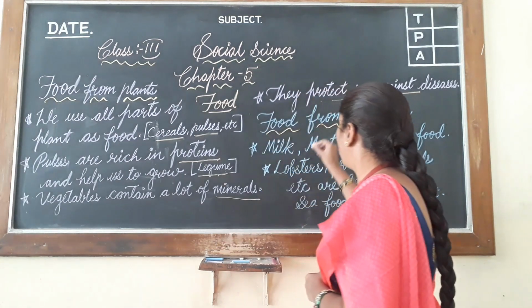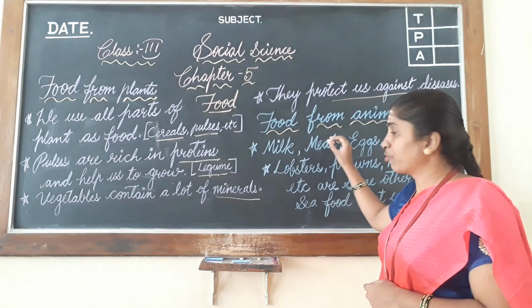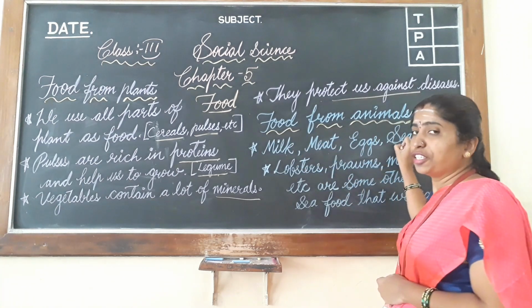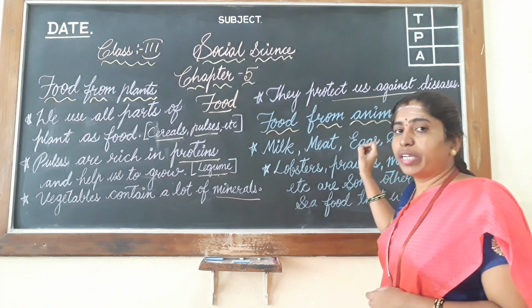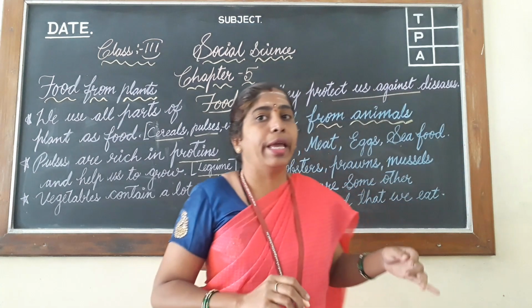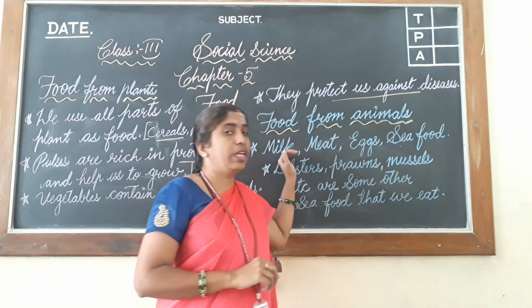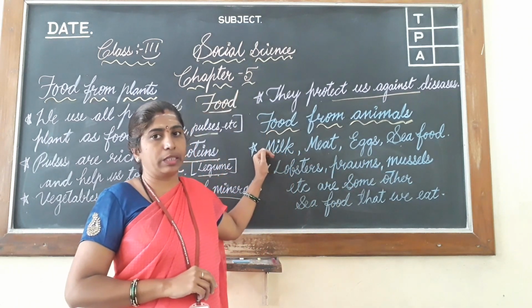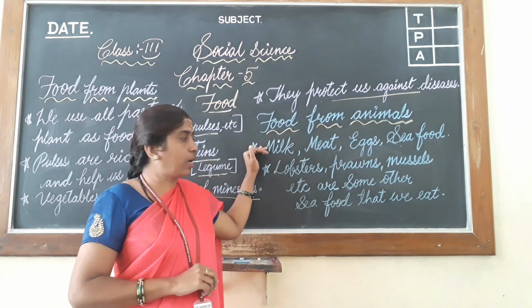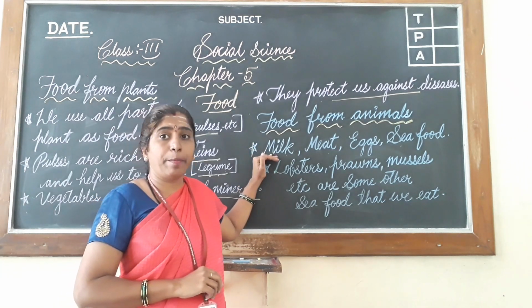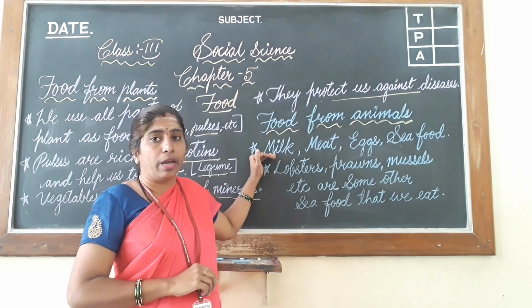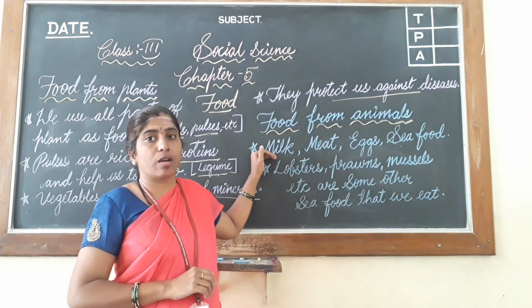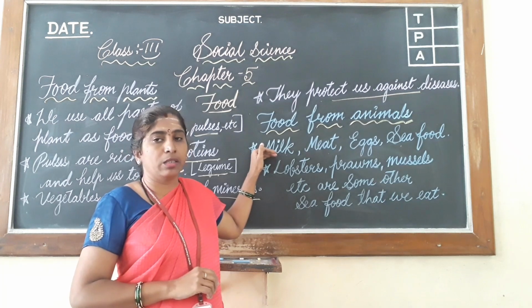Then next comes, what do we get from animals? From animals we get milk, meat, eggs and seafood. All these things we eat from animals. Milk you get from cows, buffaloes and goats, isn't it? These the farmers keep in their dairy farm. And you find milk products like curd, butter, cheese. These are all called milk products.